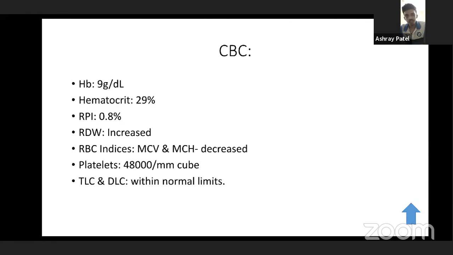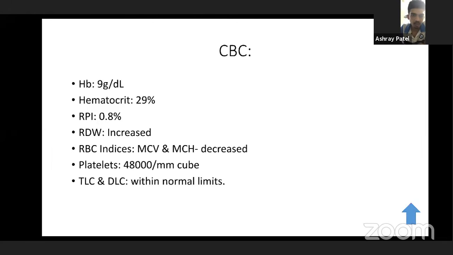Can you tell based on hemoglobin levels? Mild, moderate, severe classification? I'm not very sure, but 9 to 11. It's okay. We'll discuss that in detail. Next, if you're not sure, okay, fine. Hematocrit is reduced. Okay.